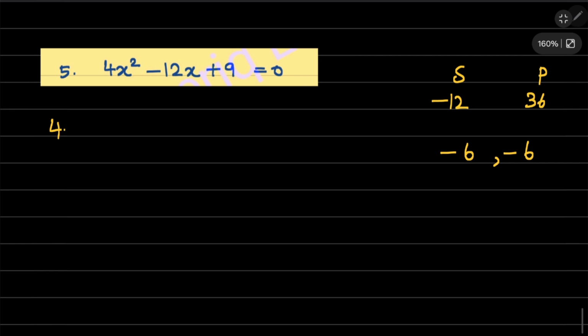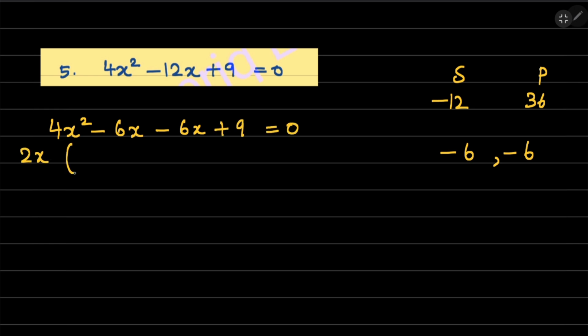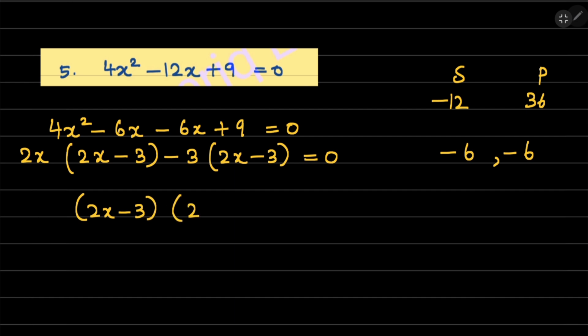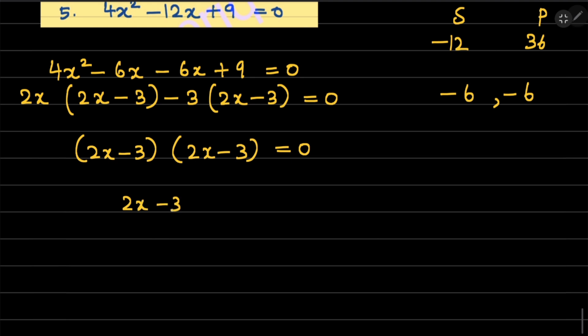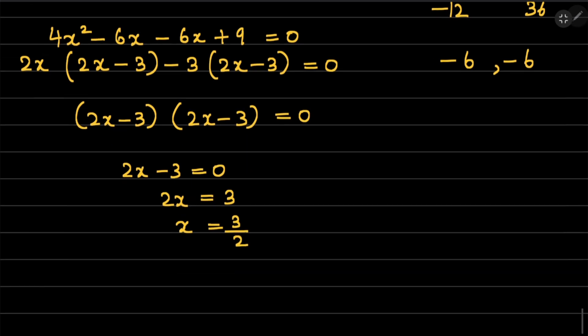The middle term splitting can be done as minus 12x can be written as minus 6x minus 6x plus 9 equal to 0. You can take 2x common out. What is left is 2x minus 3. Take 3 common out, again 2x minus 3 equal to 0. So you have 2x minus 3 as one factor. The other factor is also the same, 2x minus 3 equal to 0. So you can write 2x minus 3 equal to 0, which means 2x equal to 3, or x is equal to 3 by 2. So you have got repeated roots.